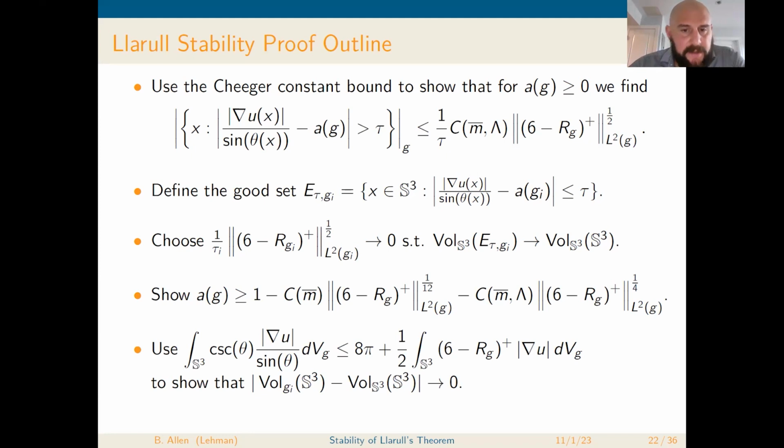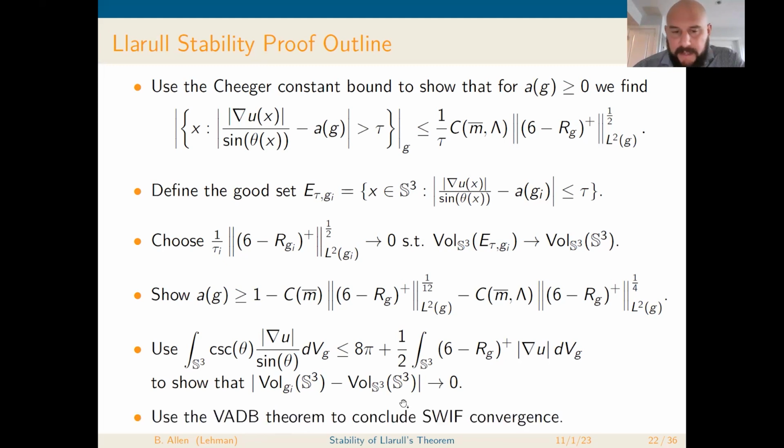And then, let me not say much about this now, but basically this is the other term which goes to 0. If you take 8 pi and subtract to the other side, that thing will go to 0 from this result on space-time harmonic functions in the previous work. And we'll use that to show that the volume converges to 0 and apply the VADB theorem. Okay, so that's the outline of the proof.